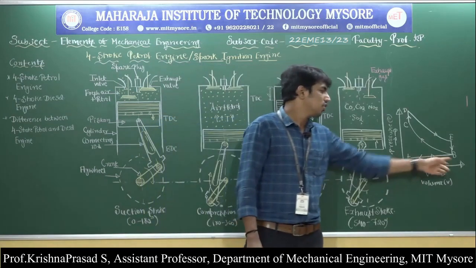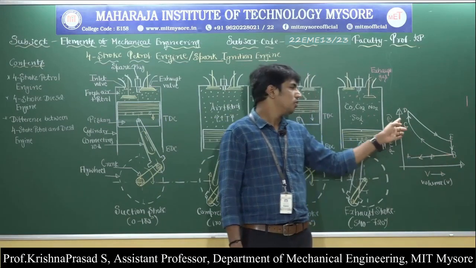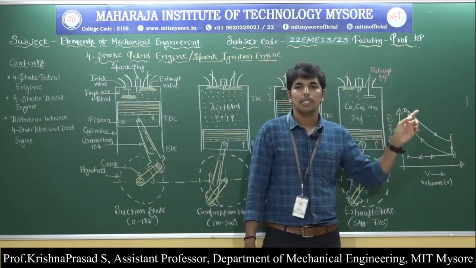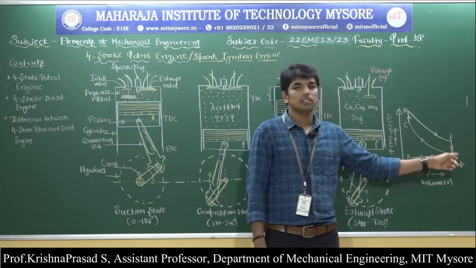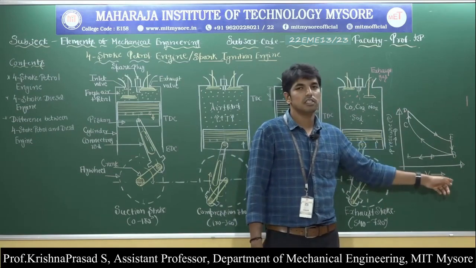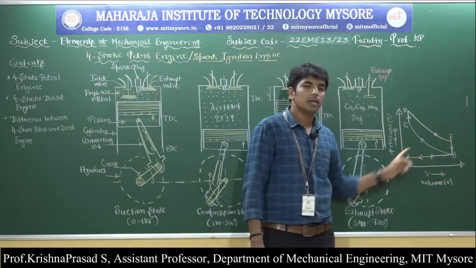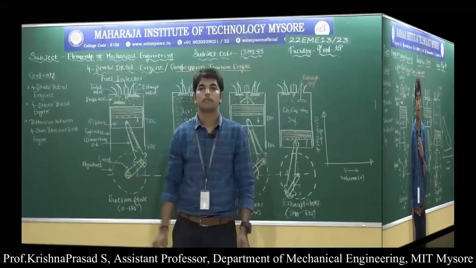Here AB represents the suction stroke, BC represents the compression stroke, CD represents the combustion at constant volume, DE represents the power stroke, EB represents the sudden drop in pressure, and BA represents the exhaust stroke.